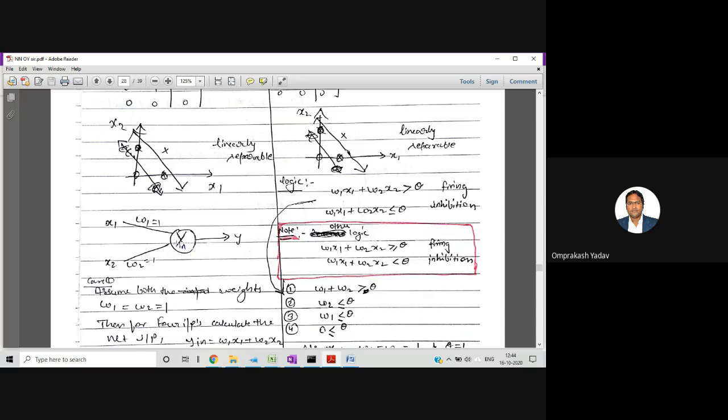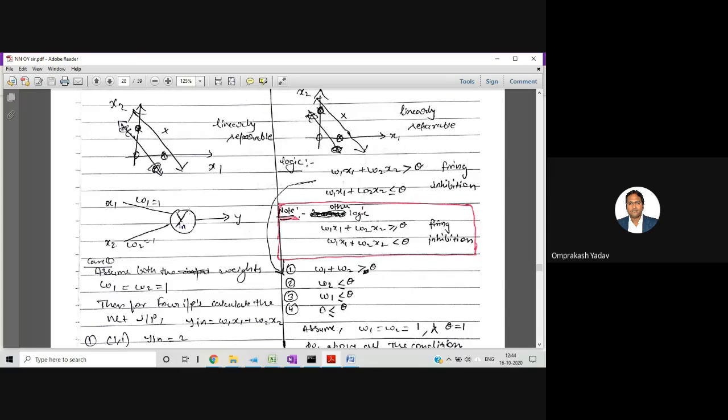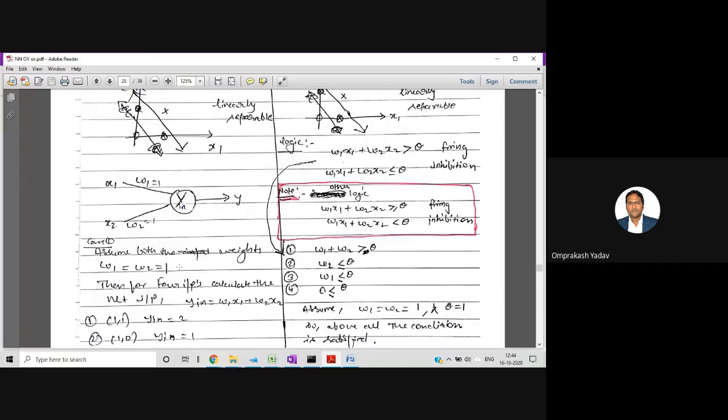We will calculate the total net input at this particular node by multiplying this input into this weight plus this input into its weight. The summation of both will give us the total net input at this node. So this is the same formula: y = w1 x1 + w2 x2. This is my formula.